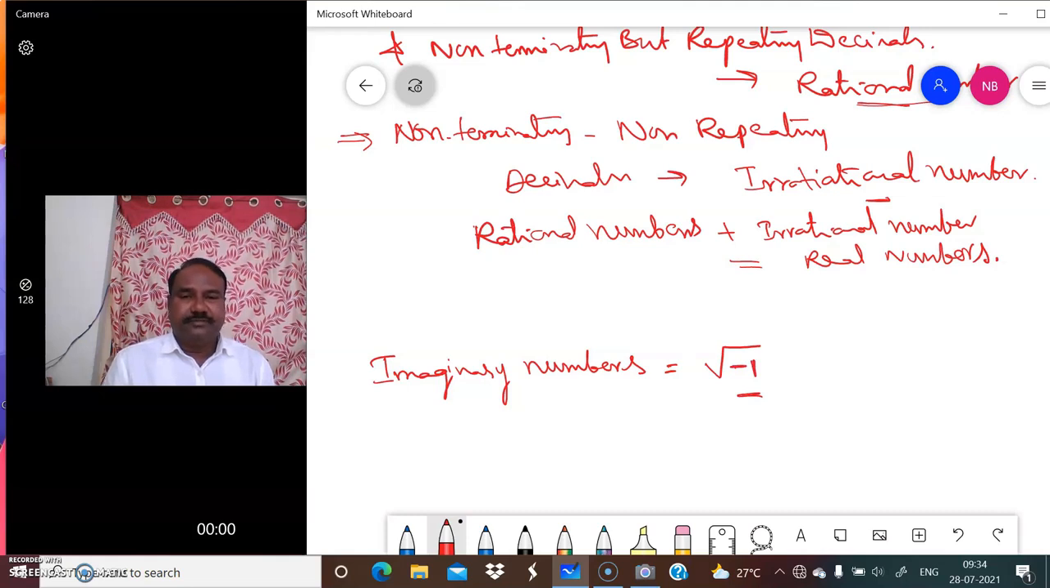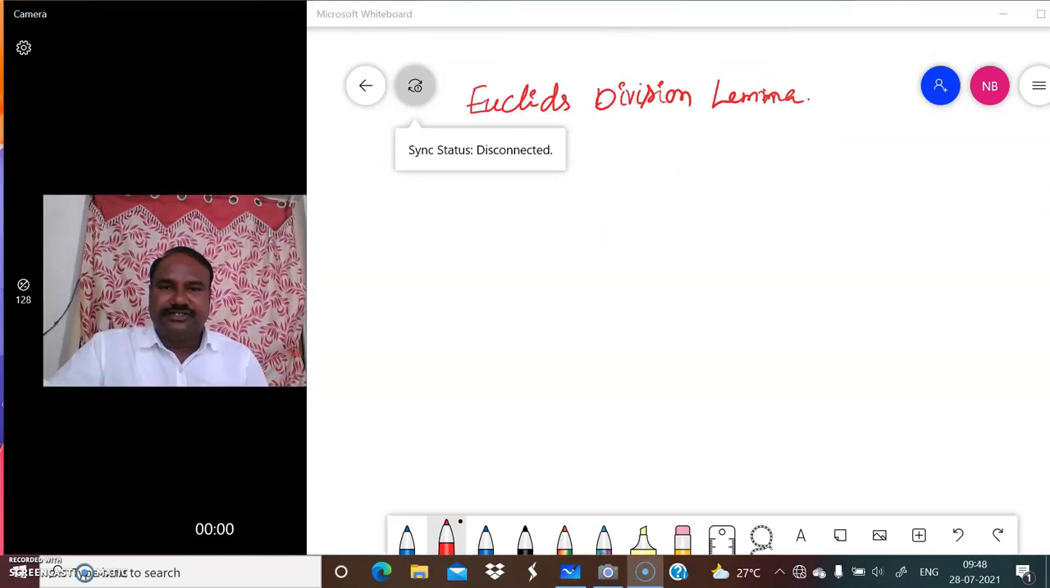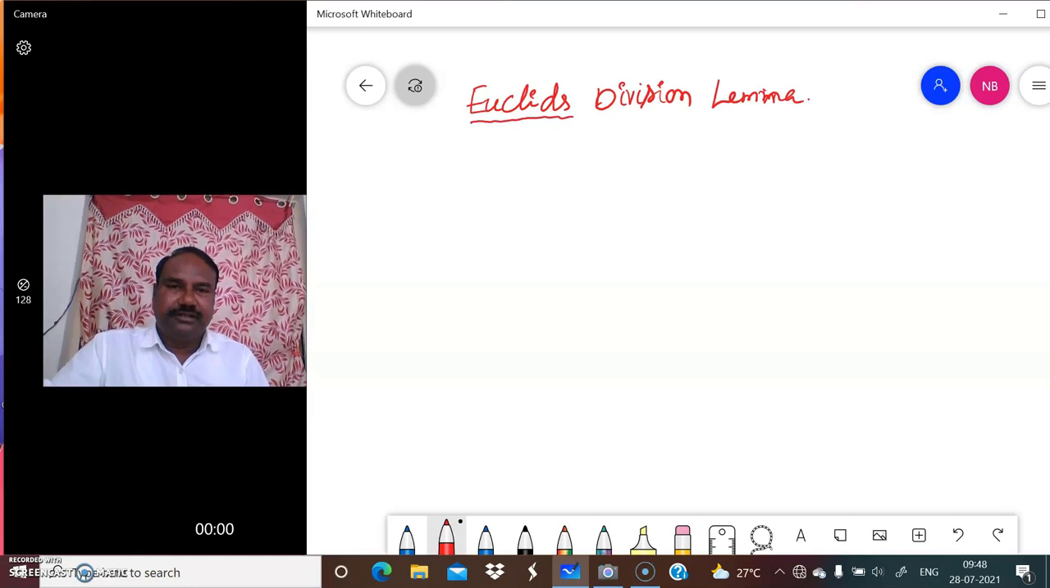Now, about the imaginary numbers you learn in higher classes, and about irrational numbers, non-terminating, non-repeating decimals, we learn in next classes. Okay, here rational and irrational numbers together are called real numbers. That is our today's chapter. In this chapter, real numbers, our next concept is Euclid's division lemma.